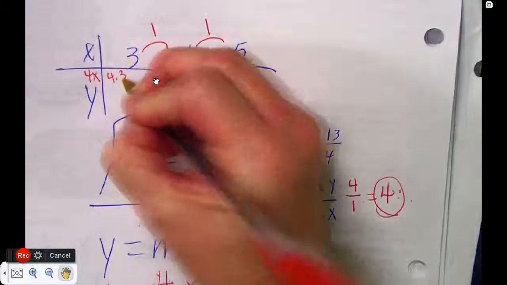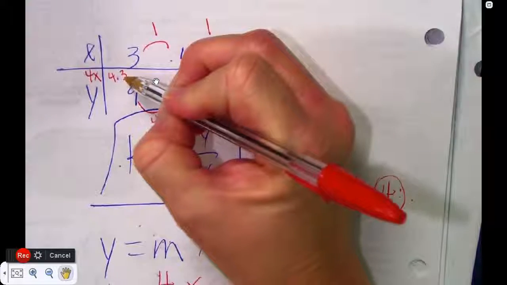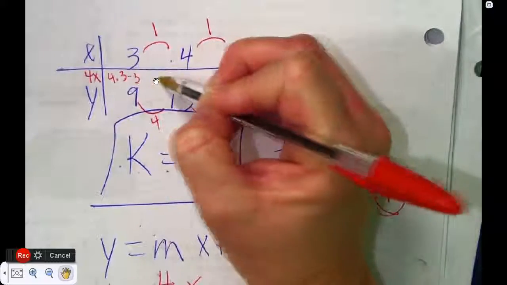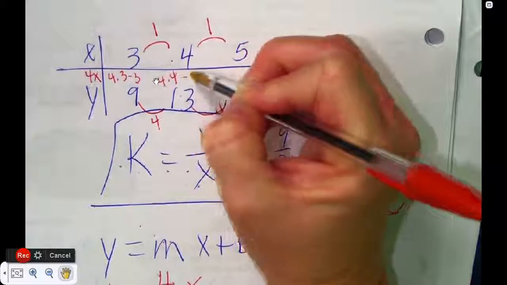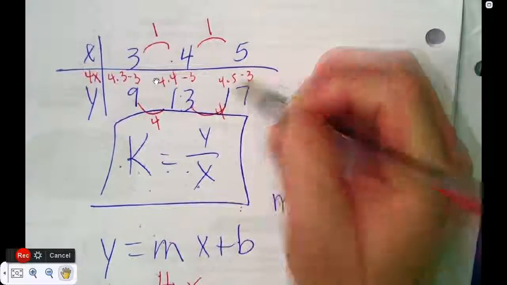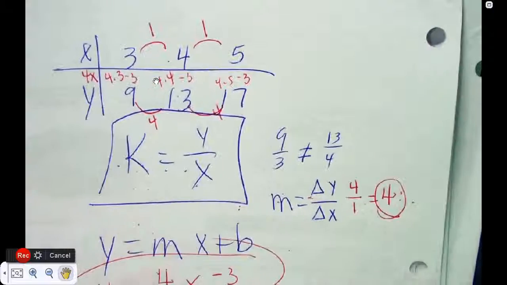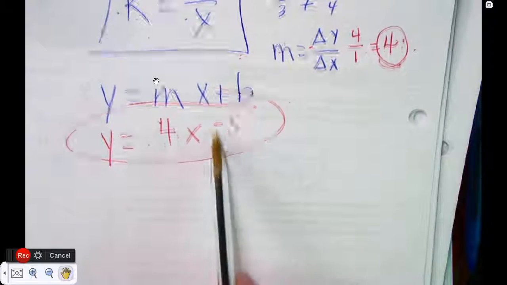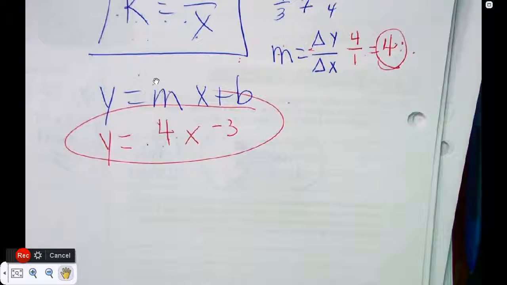So it's easier to just use your equation. 4 times 3 is 12. I've got to get to 9. Good. 4 times 4 minus 3. 4 times 5 minus 3. Well, look at there. There's my equation. I did not have to use every answer choice to find out what it was. And that's what some of you want to do. Look how easy that was. Simple, simple, simple.